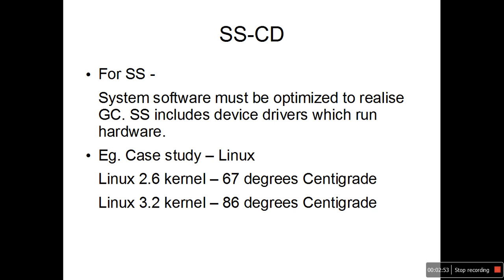Well, the drivers in the Linux 2.6 kernel gave you a peak temperature of 67 degrees centigrade, but by the time Linux upgraded to 3.2, despite the advancements in technology in 4 years' time, for some reason, mostly because of bugs and incompatibility, that same task used to raise the core temperatures up to 86 degrees centigrade.